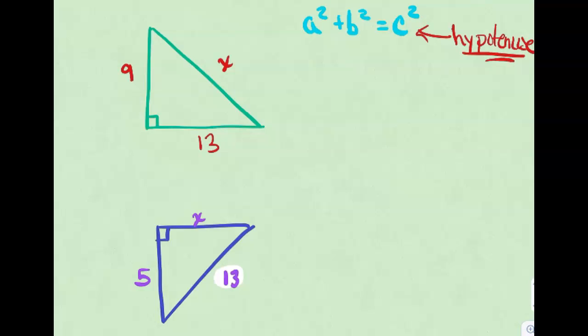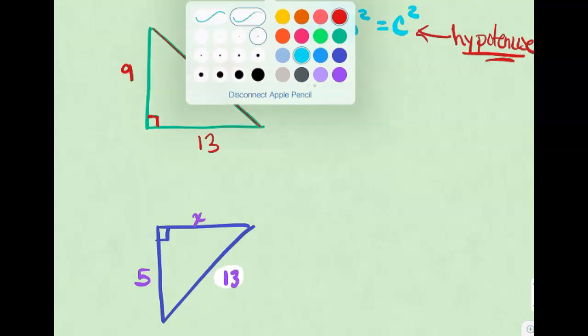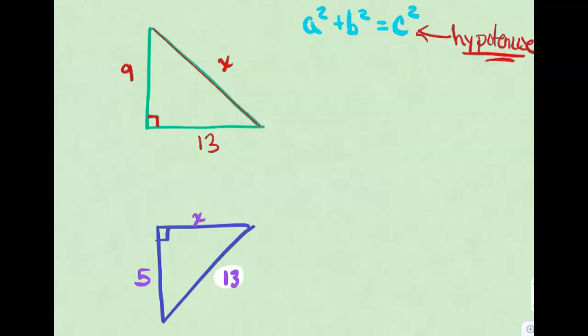So our hypotenuse is the side opposite our right angle. So here is our right angle. The side opposite would be right here. And that is the value we are going to plug in for C. The other two don't matter as long as they go in the spots for A and B. So I'm going to say 9 squared plus 13 squared equals our hypotenuse, which is x squared.